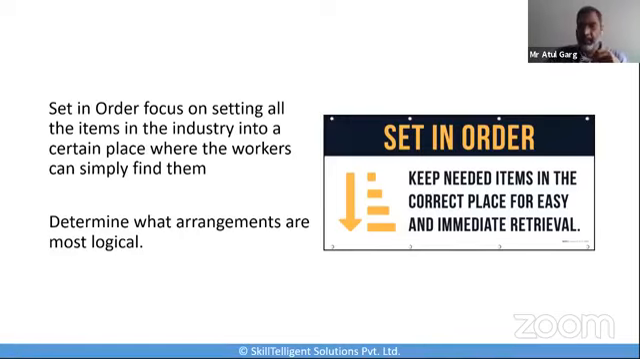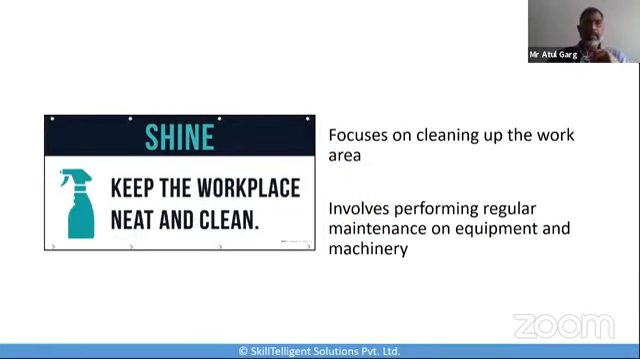In other words, keep needed items only in the correct place for easy and immediate retrieval. That's what the set in order does. This also helps in making the workflow smooth and easy. The next one is shine. Shine is usually associated with sweeping or cleaning and inspecting the workplace, tools, machinery on a regular basis.